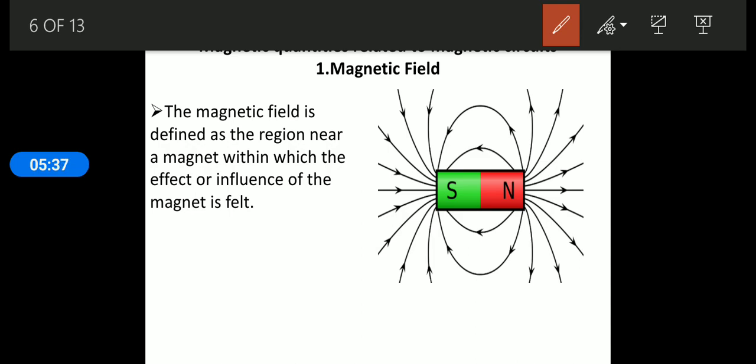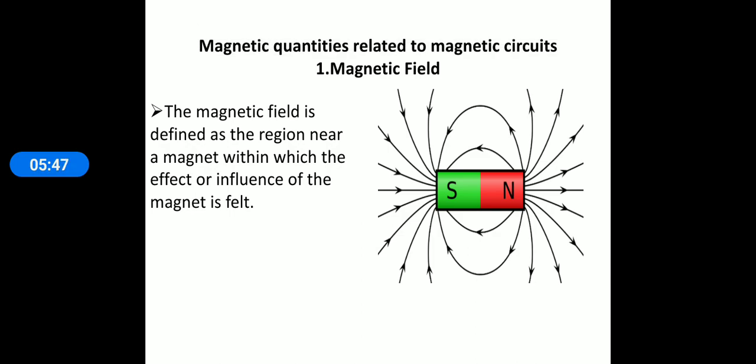The magnetic field is the region near a magnet in which the effect or influence of the magnet is felt.